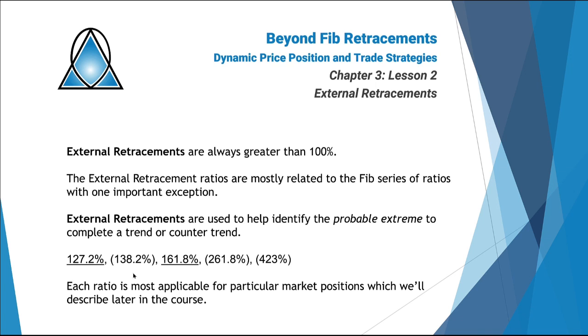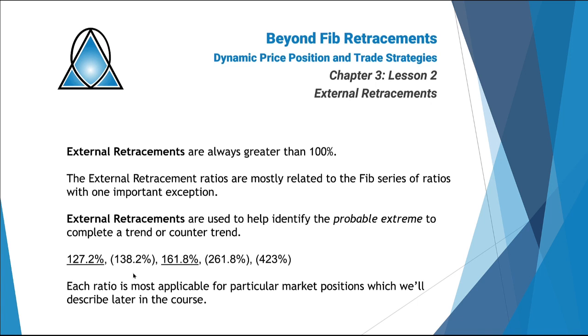So the next ratio, of course, is the key, the golden mean, or the 161.8% or 162%. So the two I have underlined, 127.2 and 161.8, those are the ones you're going to use the most frequently to identify the end of a trend or a counter trend, the last final section.